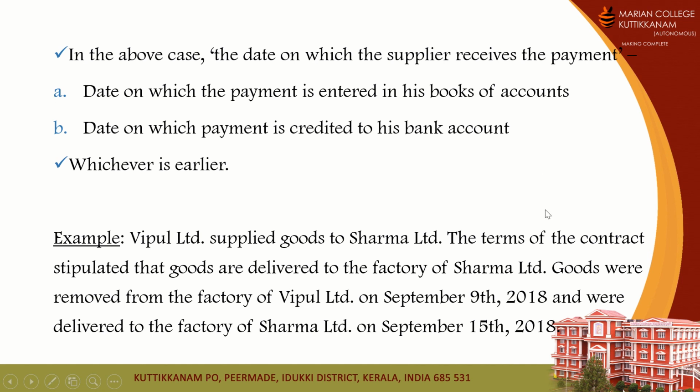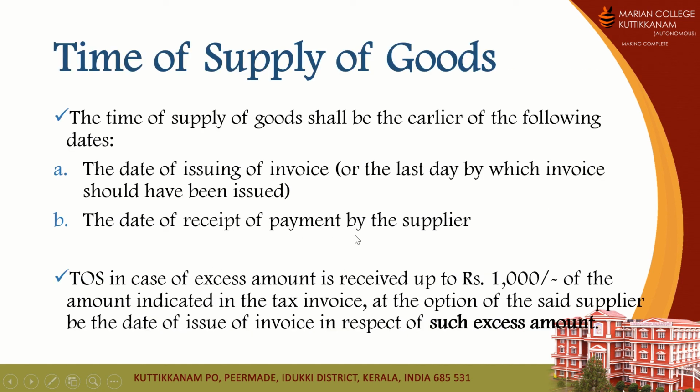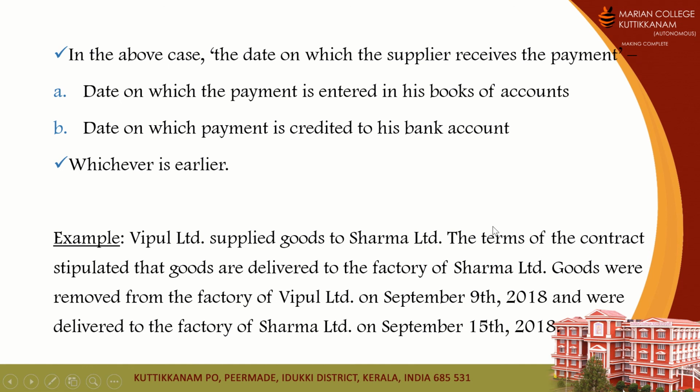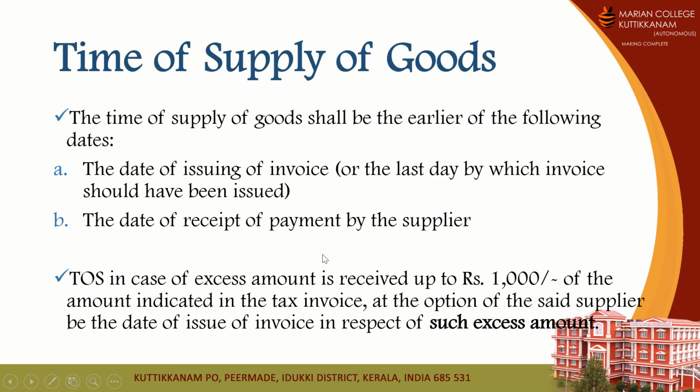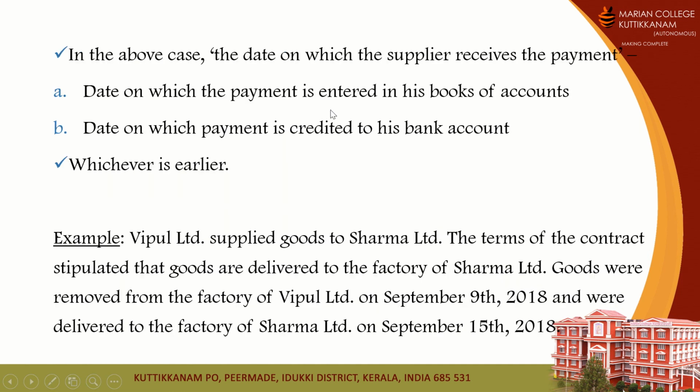So whichever is earlier. When we say the date of receipt of payment by the supplier, it means that it can be either the date on which the payment is entered in his books of accounts or the date on which the payment is credited to the bank account. Whichever is earlier. So we take these two situations, consider whichever is earlier and place it in the second condition. Then we consider the first and the second condition and determine the time of supply of goods. To make this concept more clear, let's see an example.